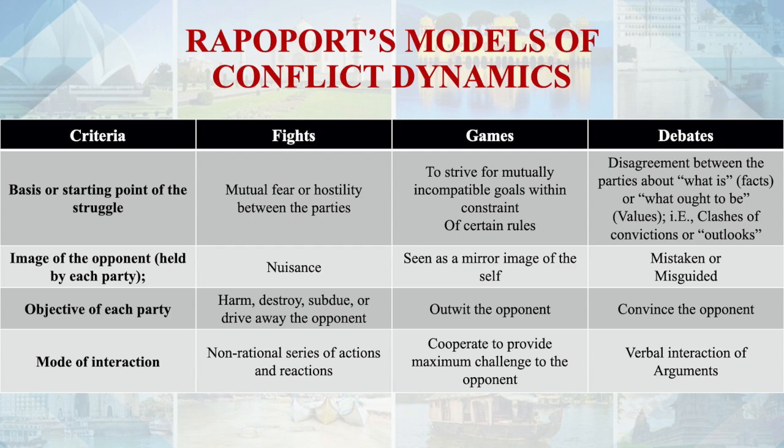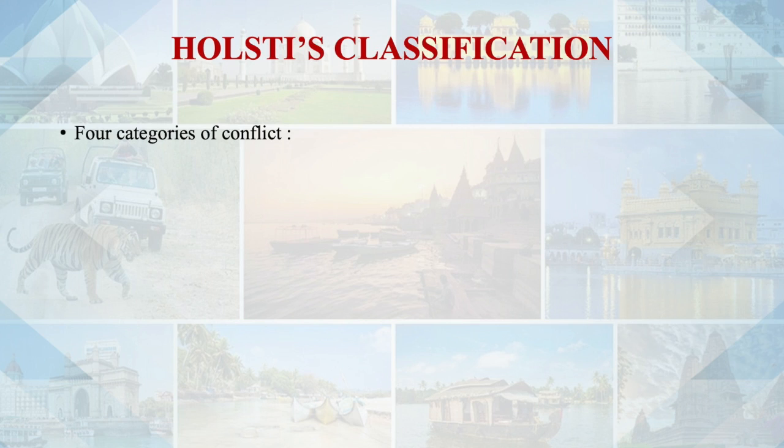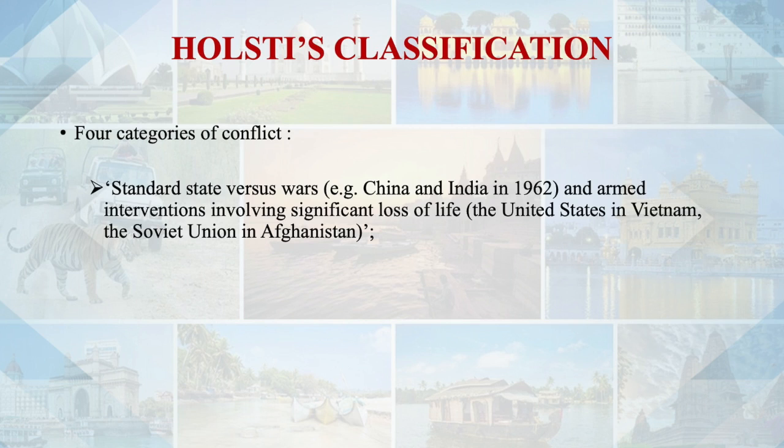In this classification, conflict has been given as four different categories. The first is standard state versus state war, that is China and India in armed intervention involving significant loss of life, or United States intervention in Vietnam, or the erstwhile USSR intervention in Afghanistan. The second is decolonizing wars of national liberation. This is another category of conflict.